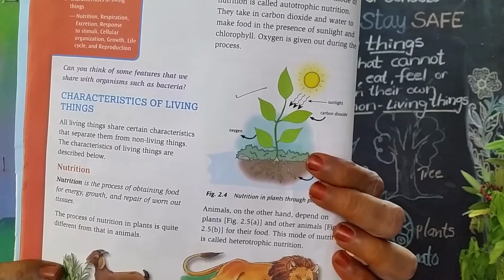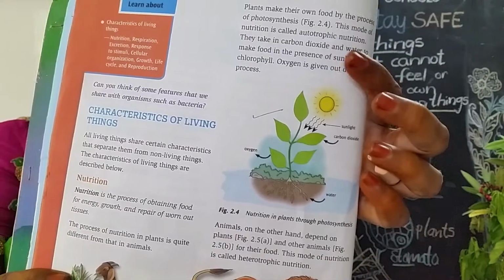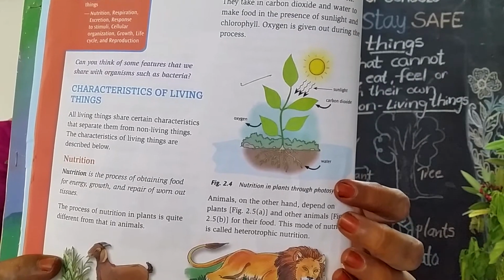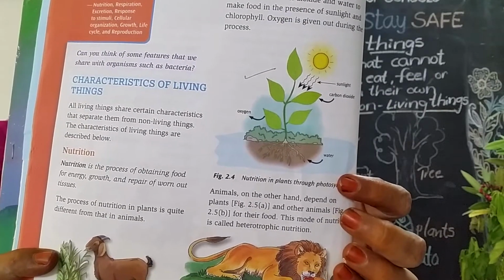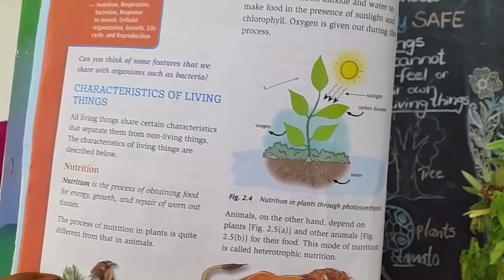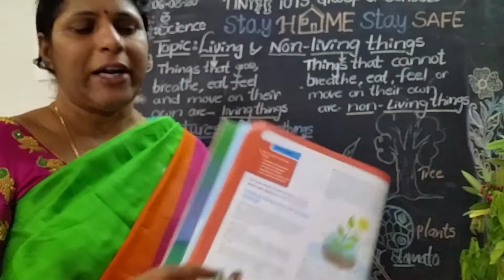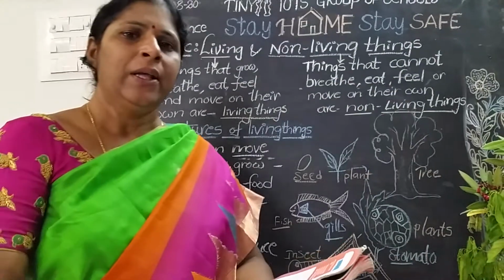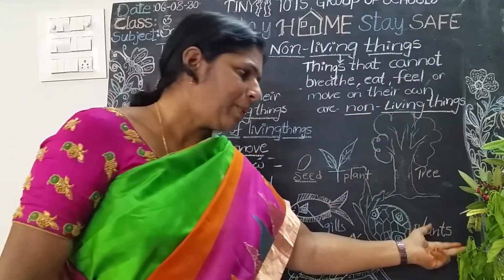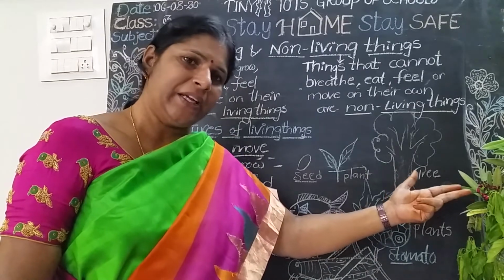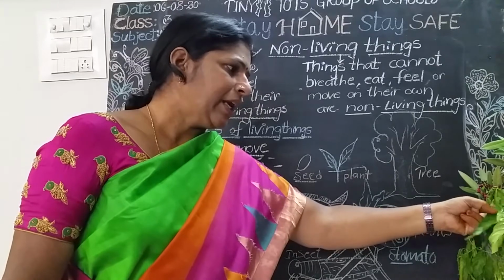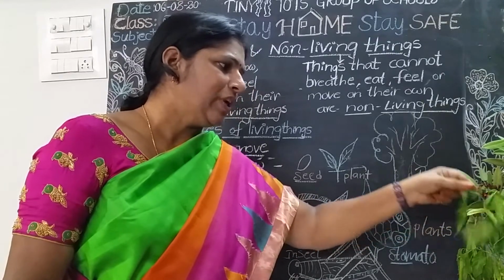Green plants can make their own food with the help of sunlight, air and water. With the help of chlorophyll, they make their own food, children. So all green plants can make their own food by the process of photosynthesis. What is meant by photosynthesis? See these plants. Why are the leaves green in color? They contain a green pigment called chlorophyll, children.